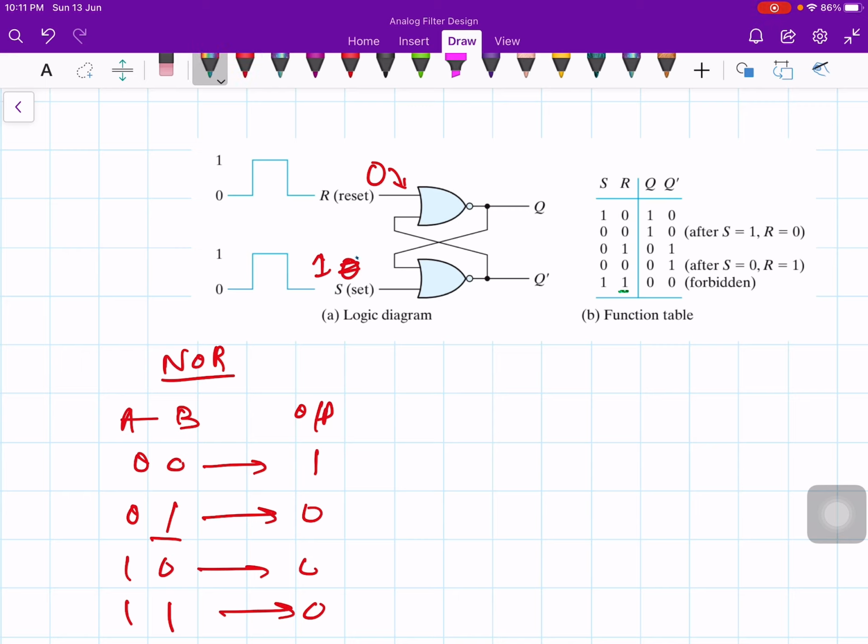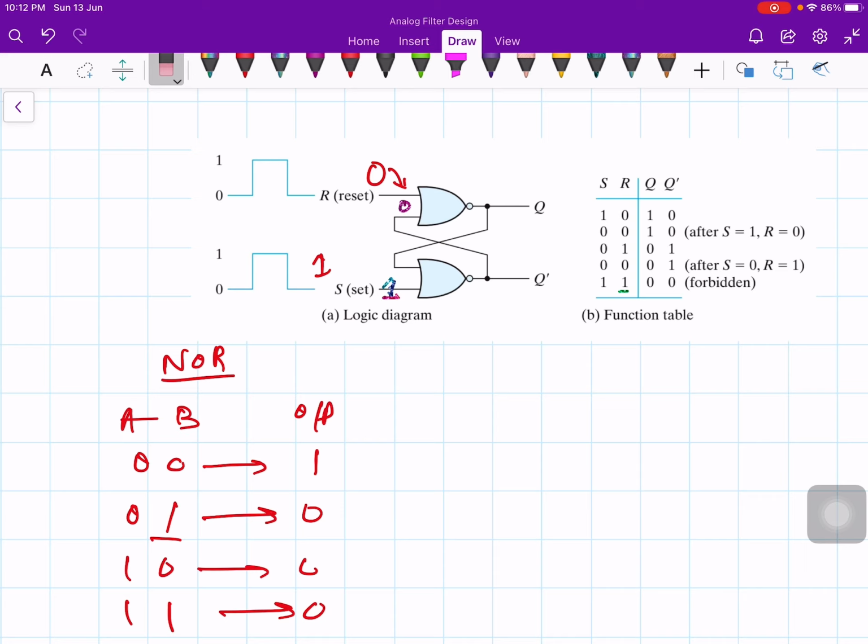So always start from the input which has 1. See, this point is 1. If this is 1, the output is 0. It's very easy for you. If this is 0, then this 0 is coming here and both inputs are 0, therefore output is 1. That's it. Finish.